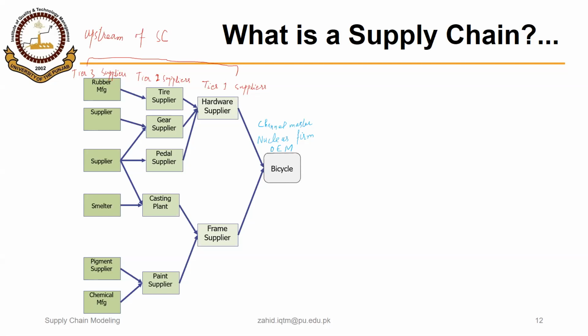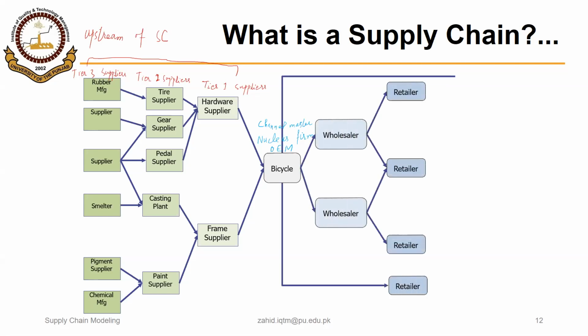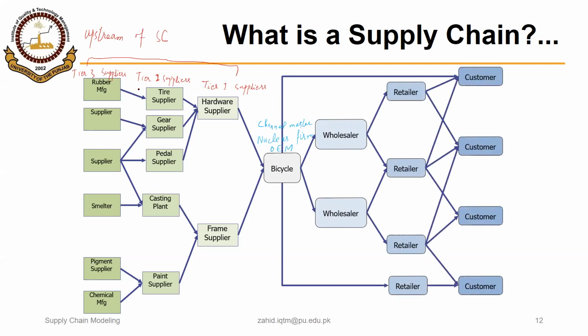And in the middle is the OEM or nucleus firm or channel master. And then of course there could be some distributors or wholesalers and then retailers and finally customers. So you may have an idea that this right side is called the downstream of the supply chain. And again, you can see the distribution channel. This bicycle manufacturer supplies the cycles from wholesaler through retailer to customers, and it is also supplying directly to the customer.